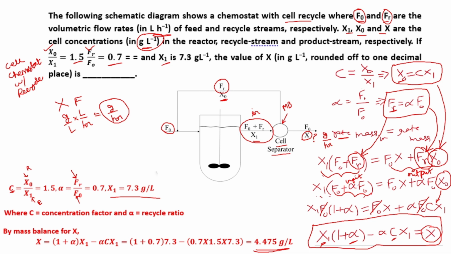If we had kept Fr and X naught in our final equation, the calculation would have been a problem, because we don't know the values of Fr and X naught. So we are substituting Fr and X naught with known values, here in this case alpha, C and X1. So we find our final equation for X with respect to our three known values X1, alpha and C, and then we substitute all the given values and calculate X.